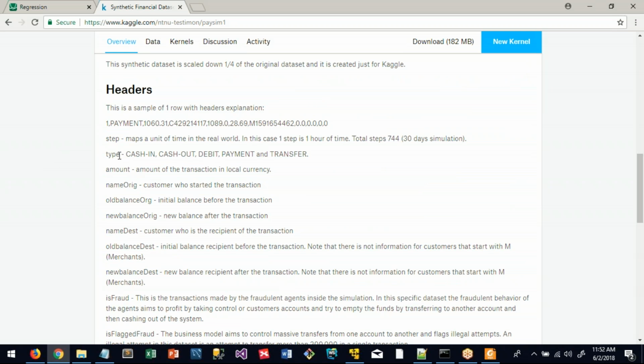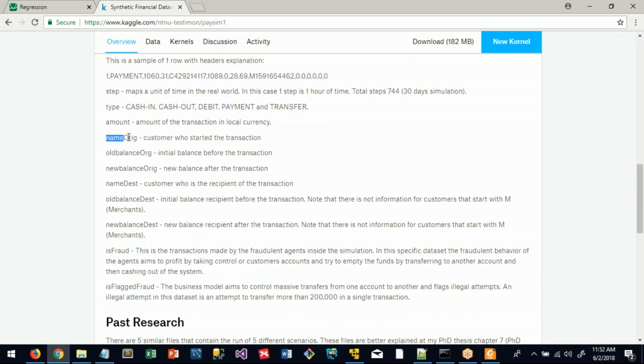Okay, they range from simply the type of the transaction which took place, whether it was a cash in, cash out, debit, payment, transfer, things like that, and what was the name of the person who was originating that transfer. Okay, it is an anonymized number in this case. You will not be able to identify directly who the person was in the world, with their email address or their specific name. Okay, and it will also tell you whom the person was transacting to, the name destination here.